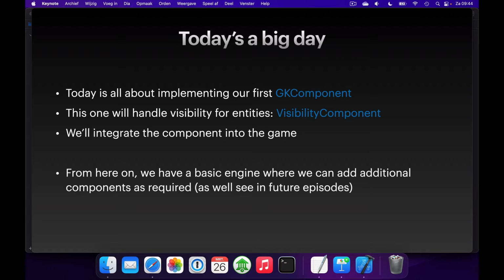And it's going to be a big day because this is our first time we're really starting to use the component system in GameplayKit. So we already worked with entities, now we're adding components, and we'll do so by implementing our first component, the visibility component. This way we integrate components into the game, and that helps us set up a skeleton for quite a flexible engine where we can add additional functionality quite easily simply by adding additional components as required. And that's just what we'll be doing in future episodes.